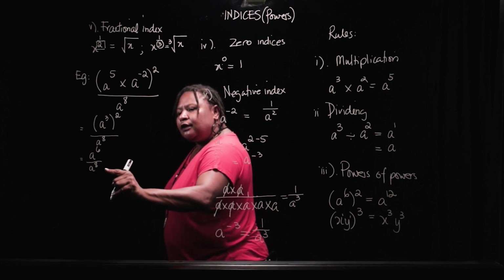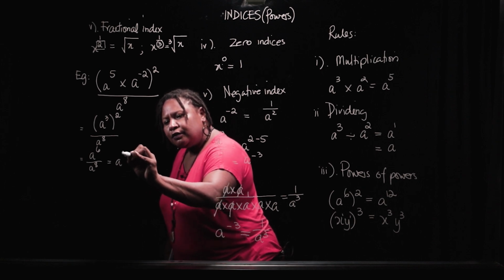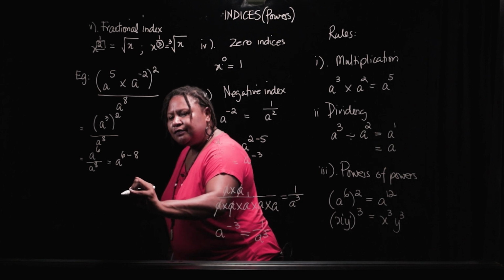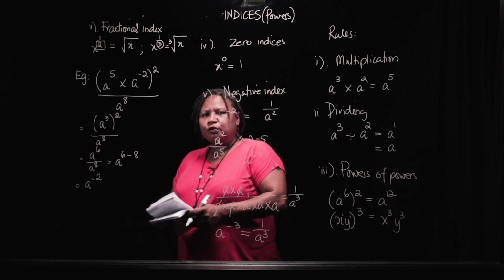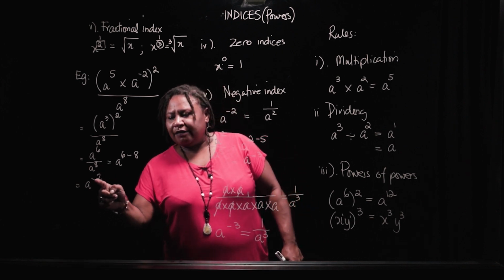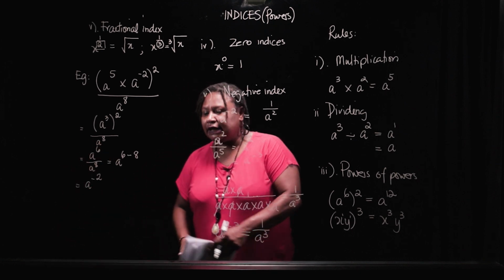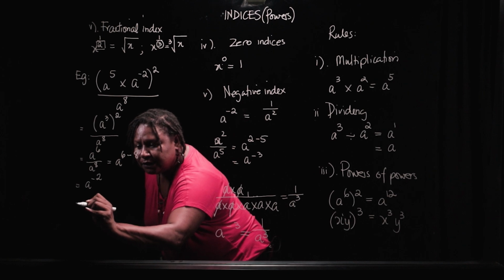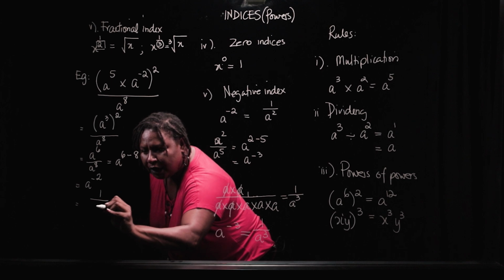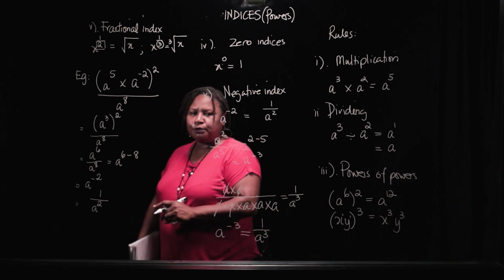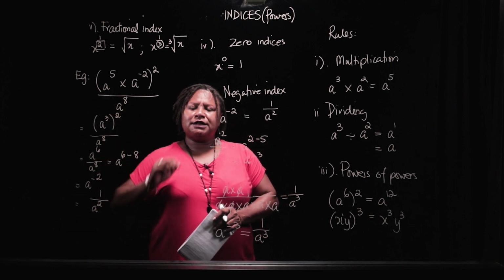For division of indices, we subtract. So a to the power of 6 minus 8 gives us a to the power of negative 2. Where we have a negative power, we would like to give our answer with a positive index. So we convert this to its positive equivalent, which is 1 over a to the power of 2. So we've applied more than one rule here to simplify this problem.